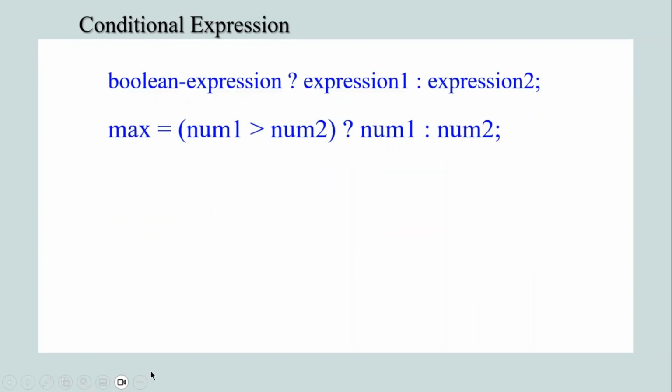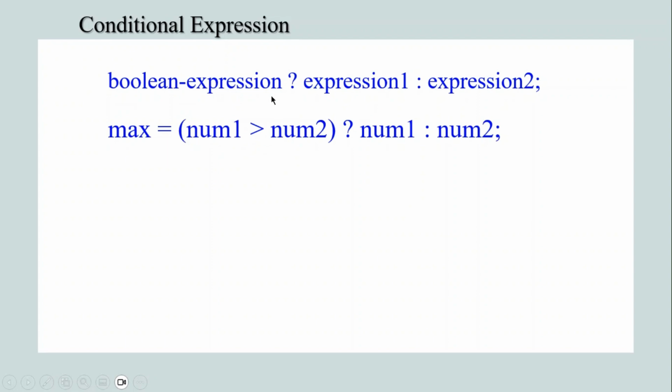Now we have a conditional expression. This is the syntax of it, and we have an example here. At first we have the boolean expression. We can also put it in parentheses, which is better. Then we have this question mark, like I'm asking, and if this is true, then do expression 1. If it's false or not true, then do expression 2. For example, I have here maximum, which is a variable that I want to assign the maximum between these two, number 1 and number 2.